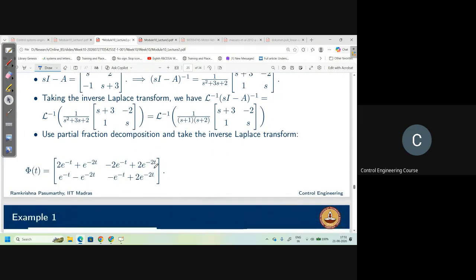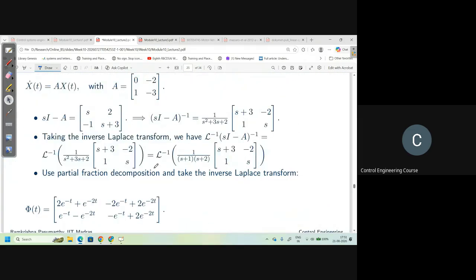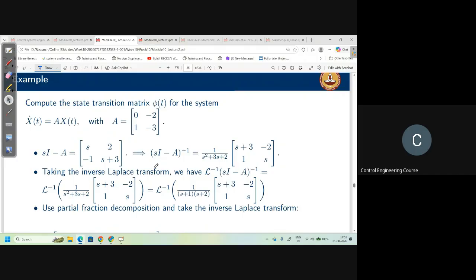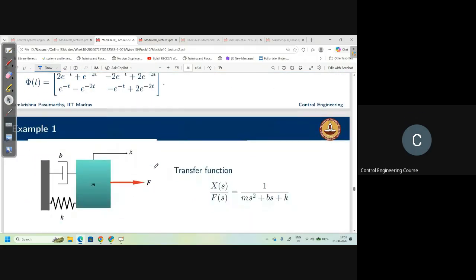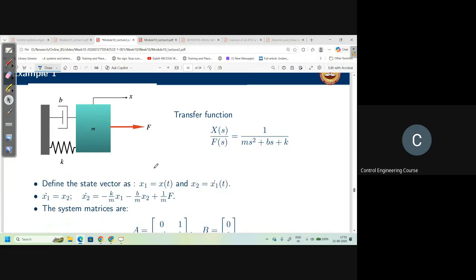So phi of t after expansion you are getting like this. And here is another example, which is a physical system, a spring mass damper system, given with the transfer function here. Now we need to convert this transfer function into a state space model, which I already explained in the last class. Now we'll discuss the same thing again.